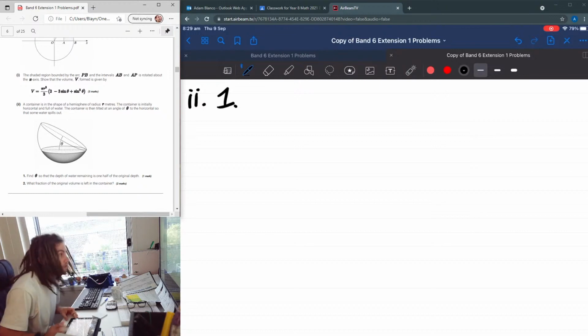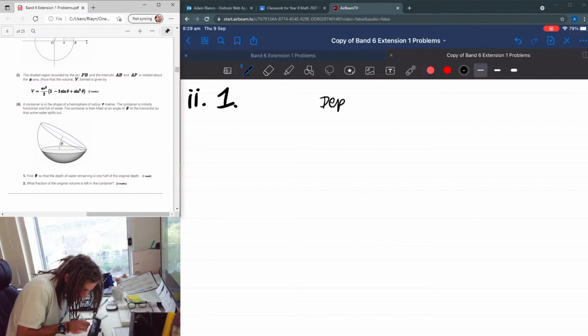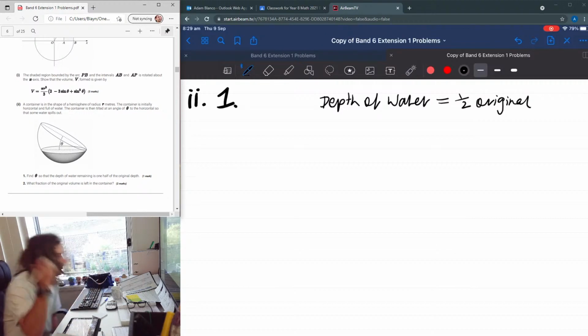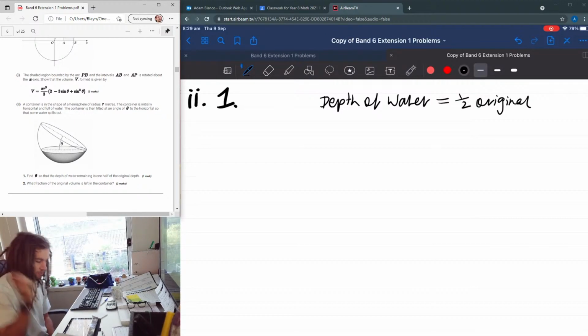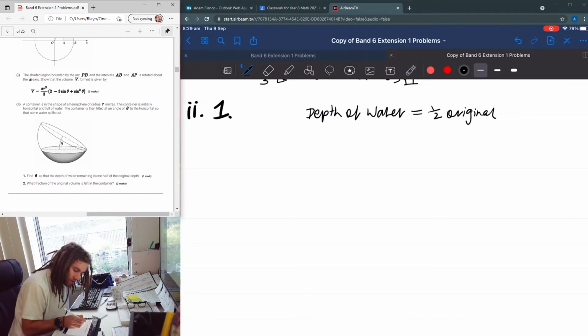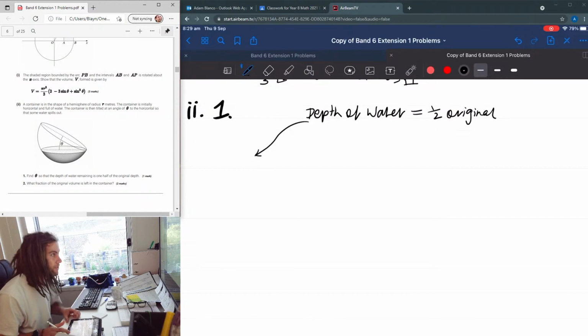Anyway, okay, so the question wants the depth of water, find theta. The depth of water remaining is half of the original. So I'm going to draw two pictures: what the depth of the water would normally look like and what the original would have looked like. The depth of water is going to be kind of like the picture that they give you, so I'm going to try and copy that and then add to it, essentially.